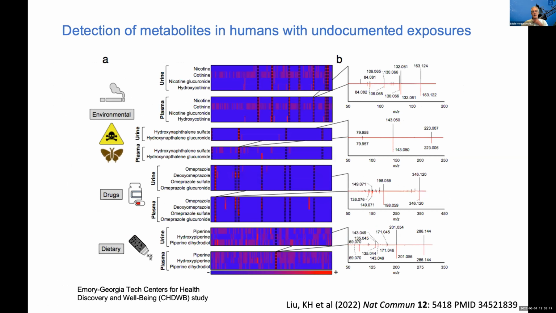So what's a little bit more of a challenge is to do the same thing in humans with undocumented exposures. And so we took a panel of metabolites that we had generated to that point. I think we had about 30 odd at that time. These are results from 4 of those selected xenobiotics.